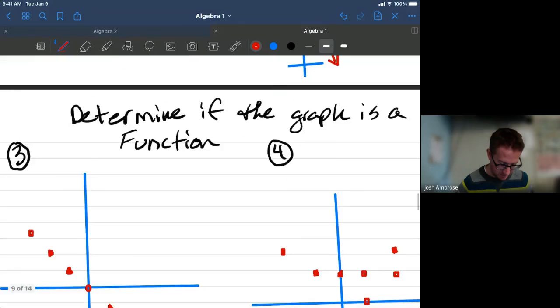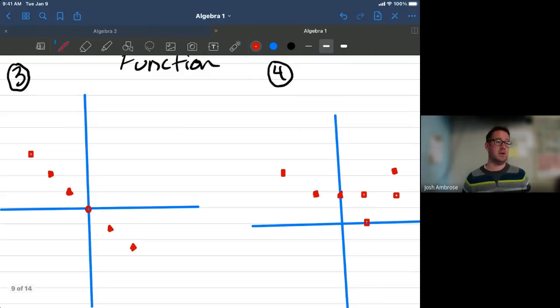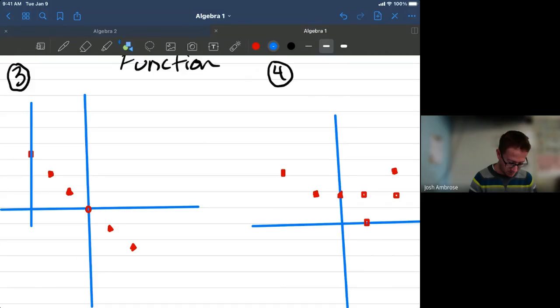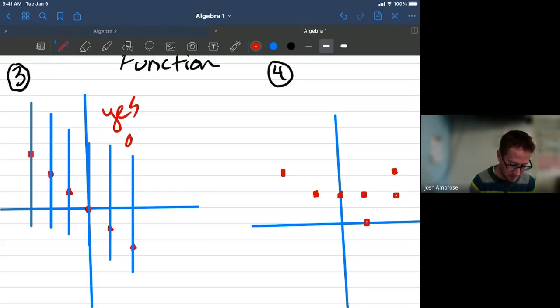All right. Now, here we go. Final part here. Determine if the graph is a function. So now you're going to see that we have a couple different graphs here. Let's take a look at number 3. Look at those dots. If I were to take a line and draw a line through every dot, all right. Lines going through every dot. Do you see any one single line actually crossing through two red dots? The answer is no, you don't. So that means that this first one is yes, a function.